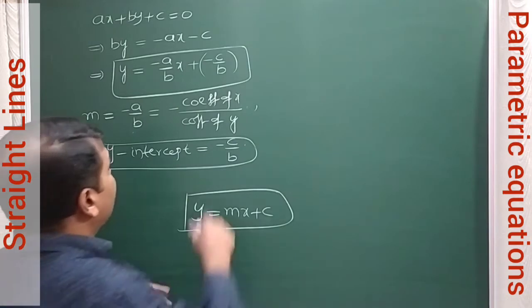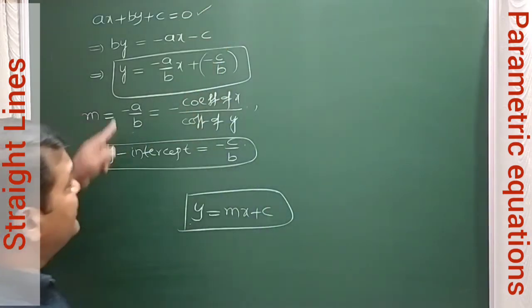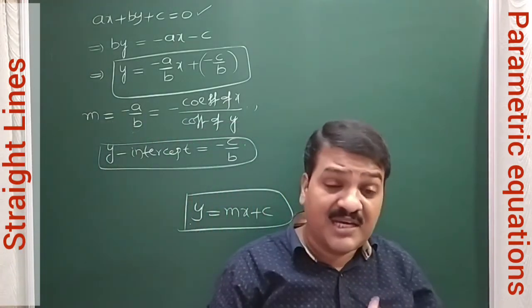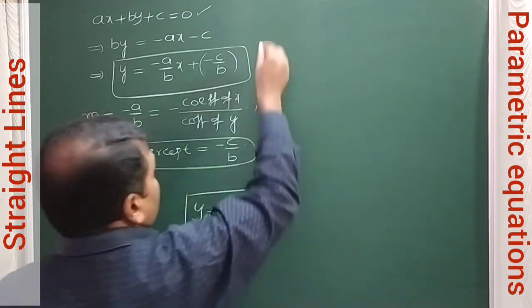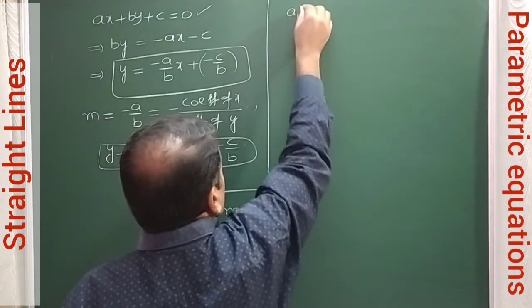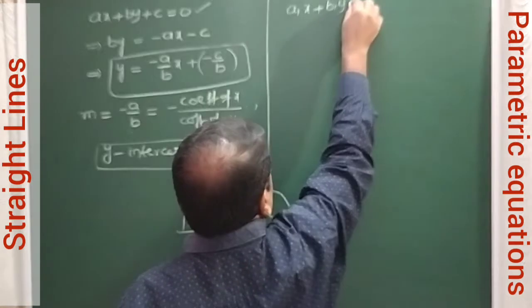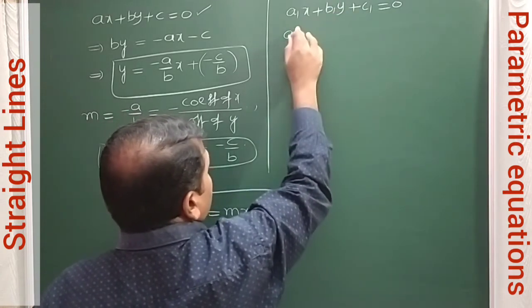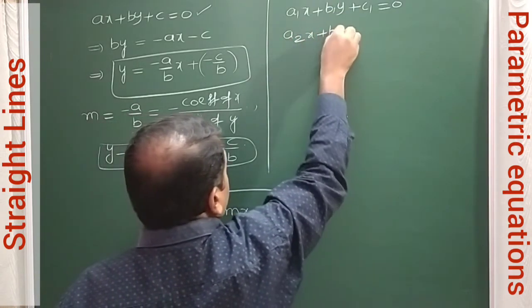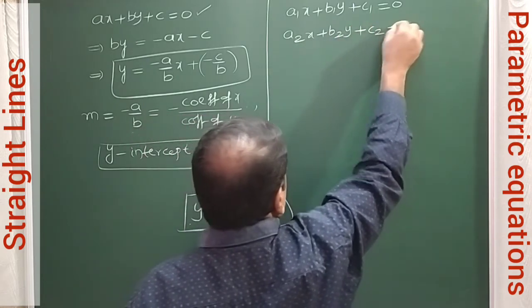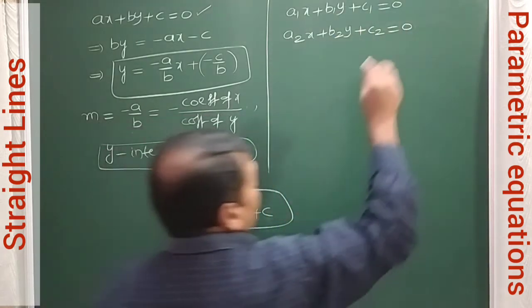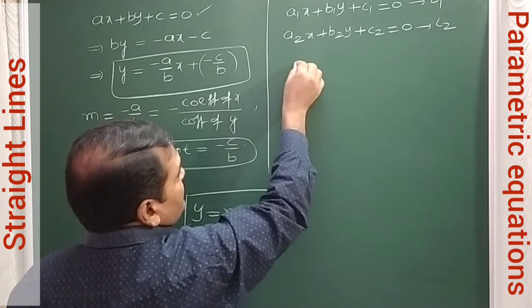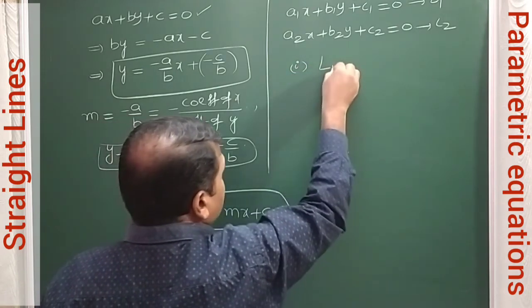Now whenever two lines are given in this model, if they are parallel, what is the condition? If they are perpendicular, what is the condition? Let us see. For example, you are given two lines like this: a1x plus b1y plus c1 is equal to 0 and a2x plus b2y plus c2 is equal to 0. Let me take the first line as L1, the second line as L2. So what happens if L1 is parallel to L2?